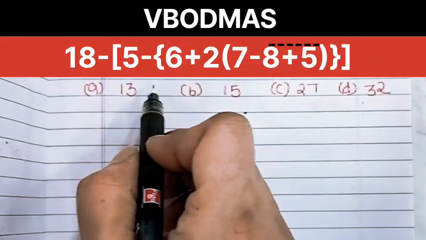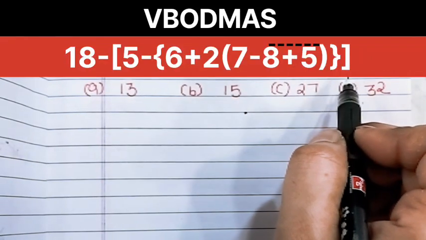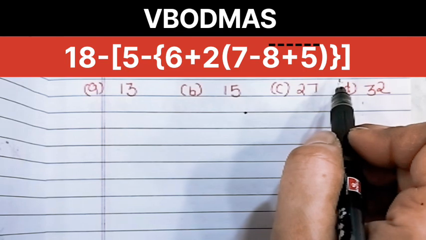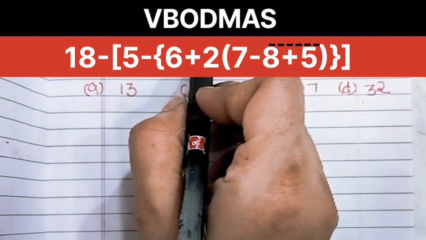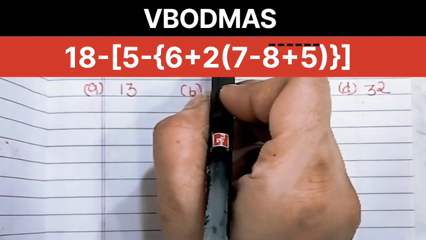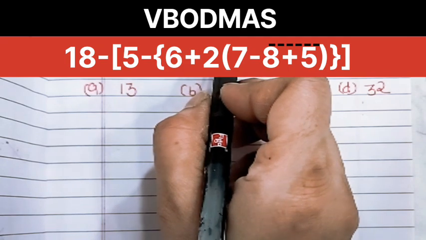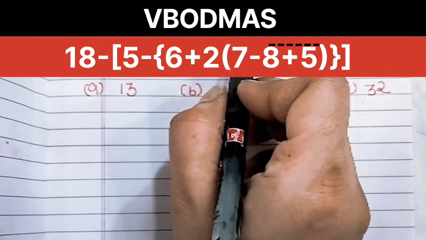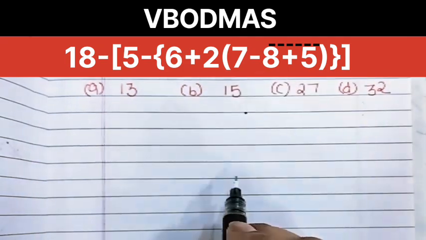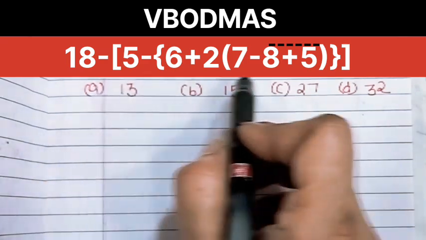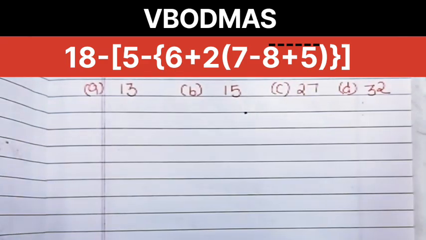So friends, to solve this mathematical expression, we follow the VBODMAS rule, which dictates the order of operations. V stands for vinculum, bar bracket, then brackets: small bracket, curly bracket, square bracket, then of, multiplication, division, addition and subtraction. Now we break down this expression with a step-by-step solution.